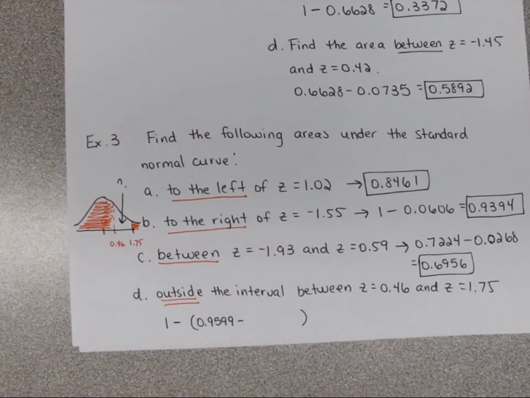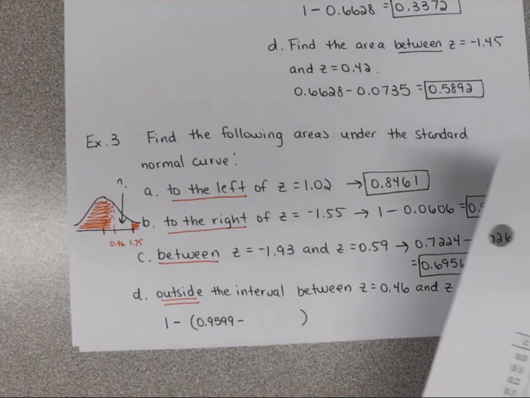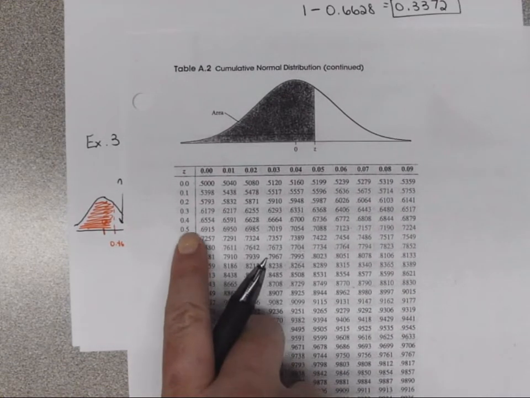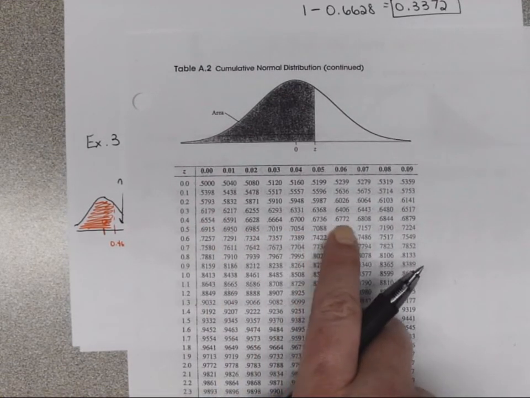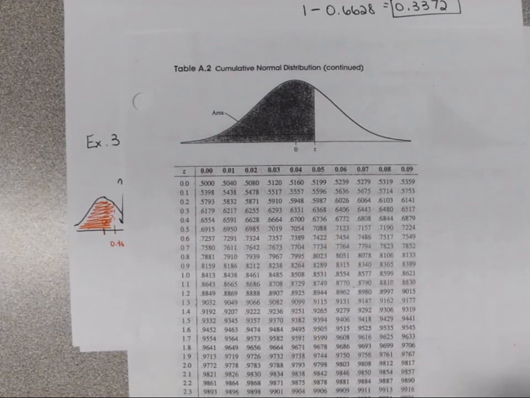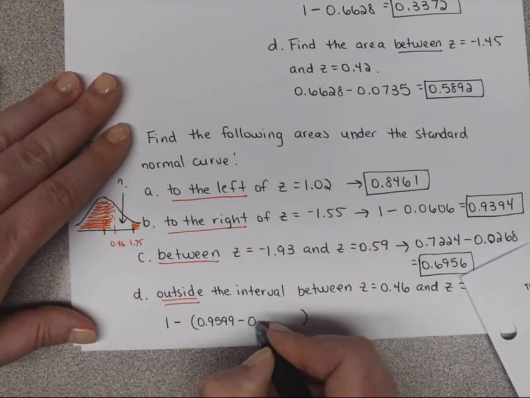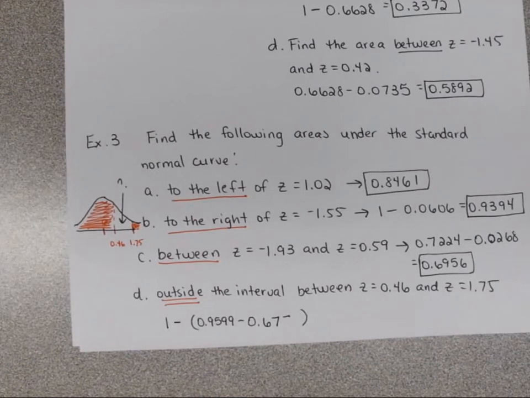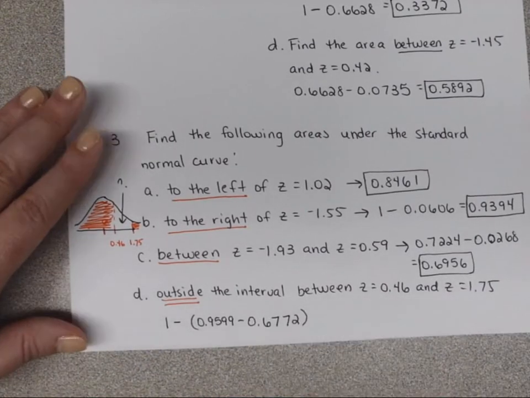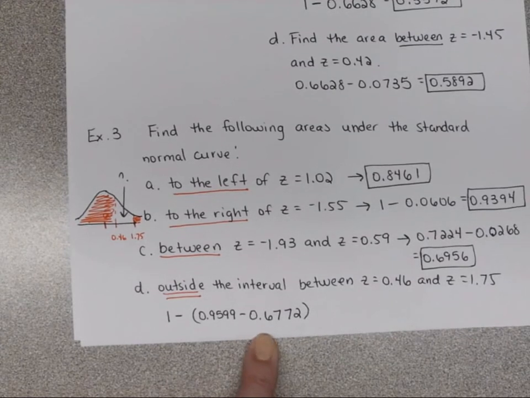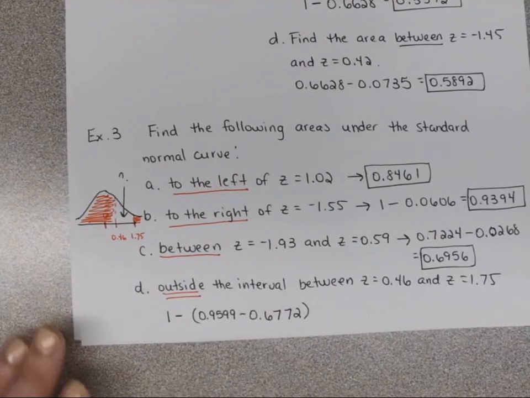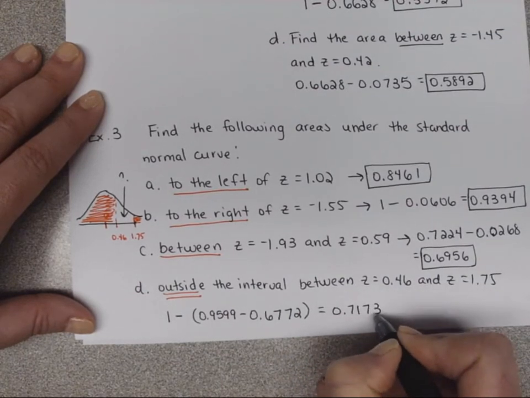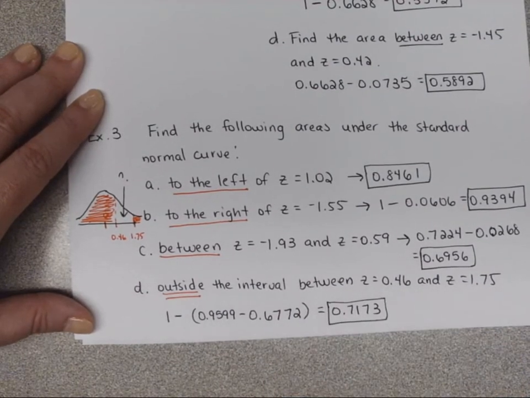Okay, I promise after a little bit you're going to be a pro at reading this chart. And then the last one was 0.46, so find 0.4 first, and then scroll your finger over to 0.06 and you get 0.6772, sorry about that. And then you would subtract them to find the area between the interval, but then you're going to take it away from 1 since I want the area outside the interval. So if you do that all in one swoop in your calculator, which you can, you'll get 0.7173.